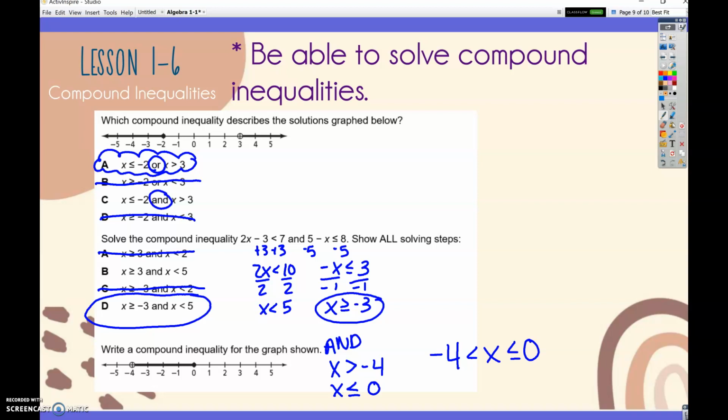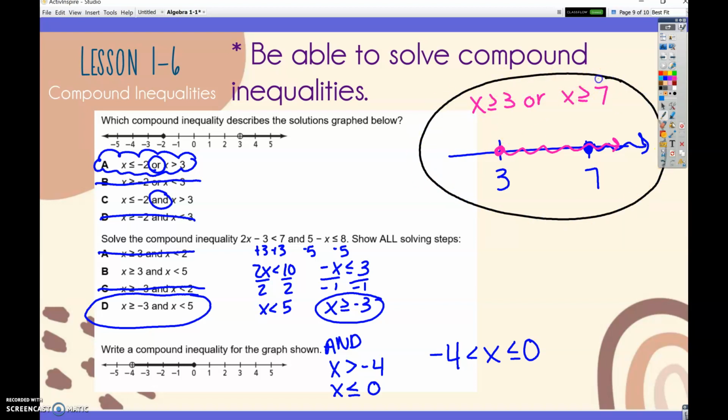Again, your biggest thing is to remember that "and" will generally involve an overlapping of shading, "or" will generally go the opposite direction. In one last tricky example up here, a special example might be when you have x is greater than or equal to 3 or x is greater than or equal to 7. It's really important that you pay attention to this compound word. If someone told you you had to be 3 and older to ride the ride or 7 and older to ride the ride, and you were 4 years old, you would definitely pick x is greater than or equal to 3.